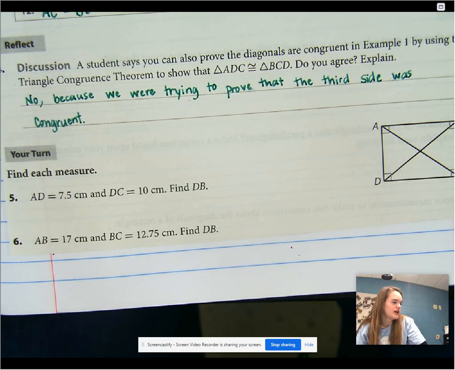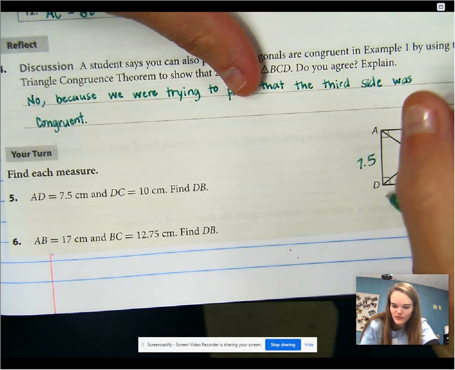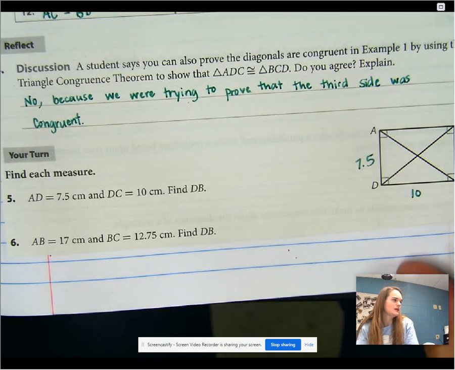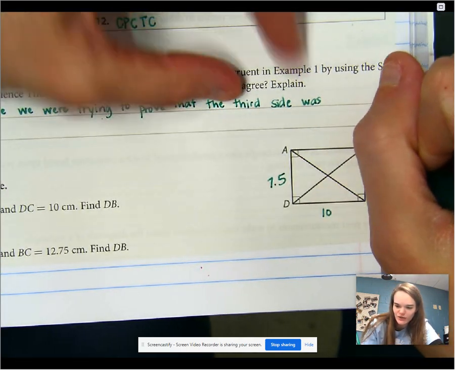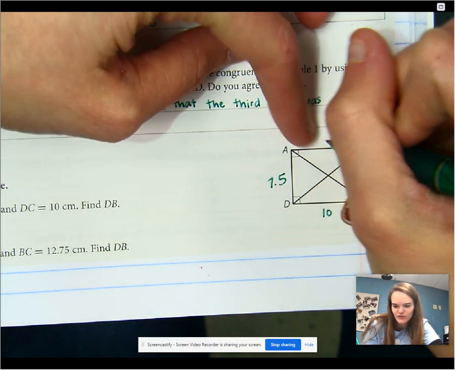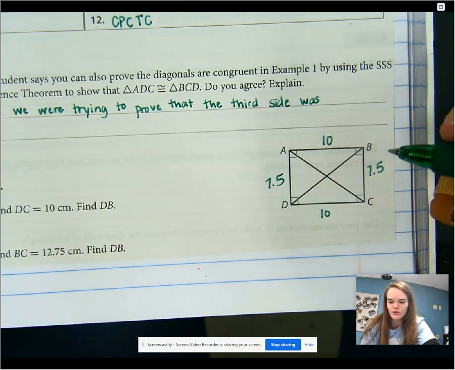Okay, as is normally the case, 5 and 6 do not go together. Number 5 has certain measurements. We'll erase those, and then we'll do number 6, okay? So number 5, AD is 7.5. DC is 10, and we're supposed to find DB. So I got to find this diagonal. I'm going to label everything I know. Since it is a rectangle, because it's got 4 right angles, this is 7.5, this is 10, because it's a rectangle, it's a parallelogram, and opposite sides of a parallelogram are congruent.